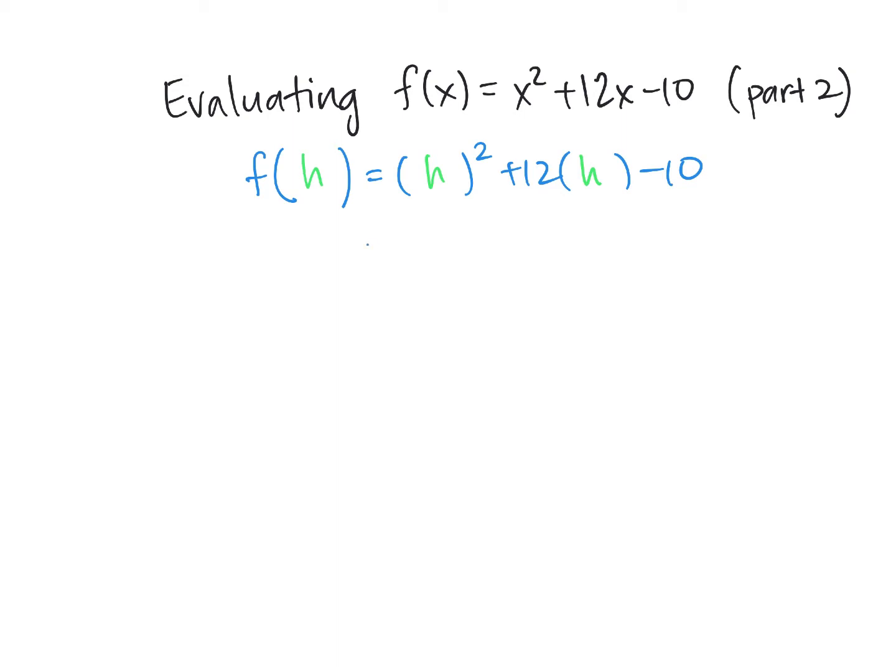So when I take that h and I square it, that's just going to be h squared. And then plus, what do I get when I multiply 12 by h? I get 12h. What do we do with that minus 10? Nothing. I just bring it down. And then I've gotten rid of parentheses. So combine like terms. Do I have any like terms here? I don't. So what is f of h? F of h is just what we're looking at. H squared plus 12h minus 10.